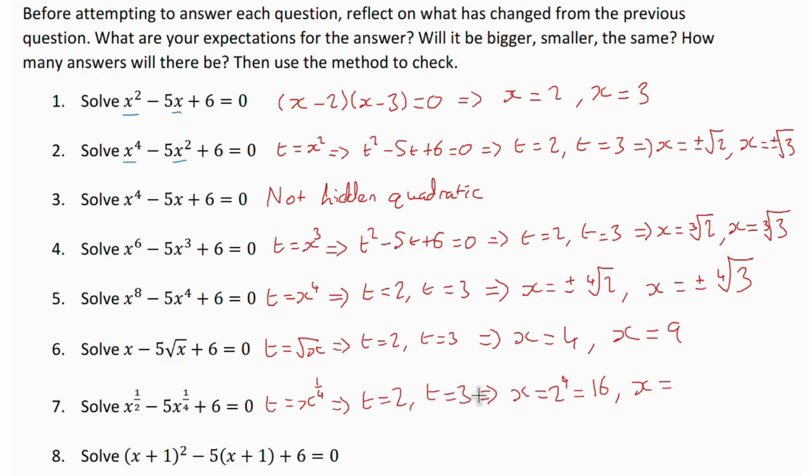And x is equal to, well, this is x to the quarter is 3, so x is equal to 3 to the power of 4. 3 to the power of 4 is 81.